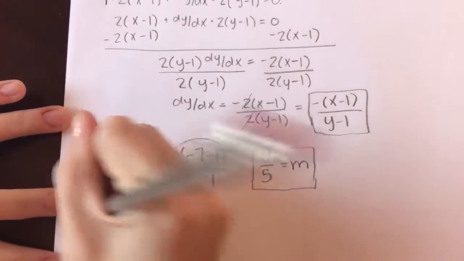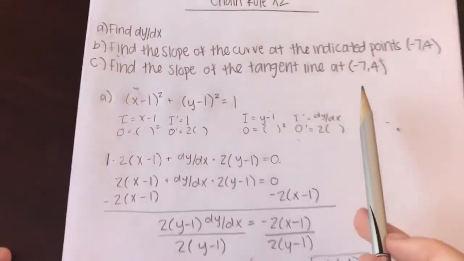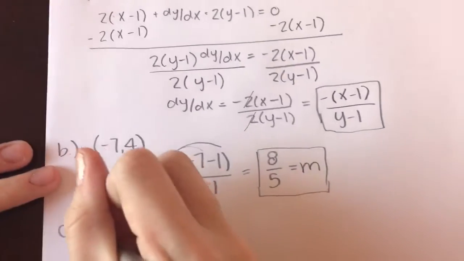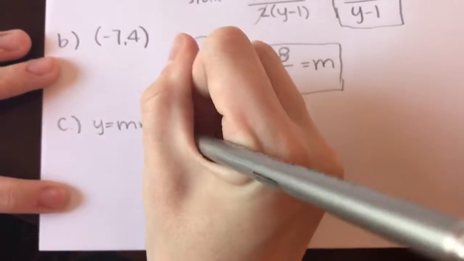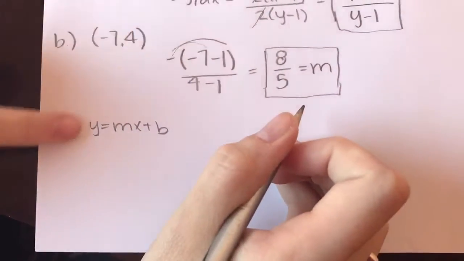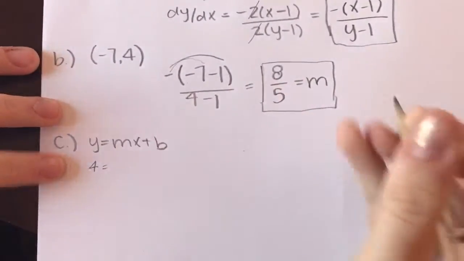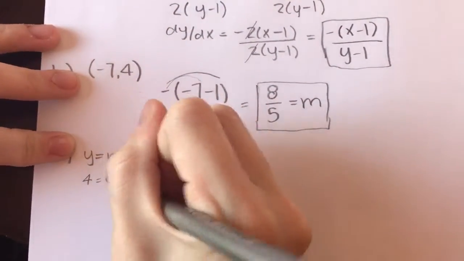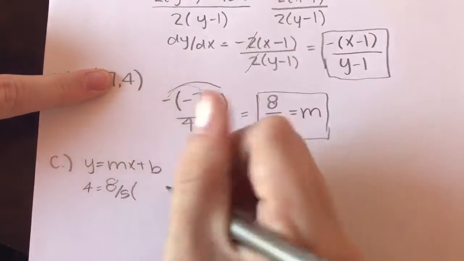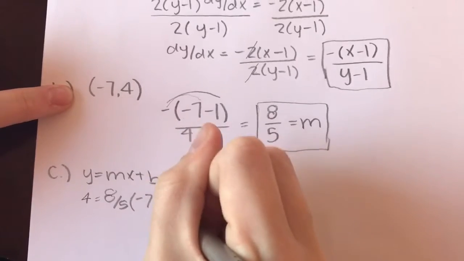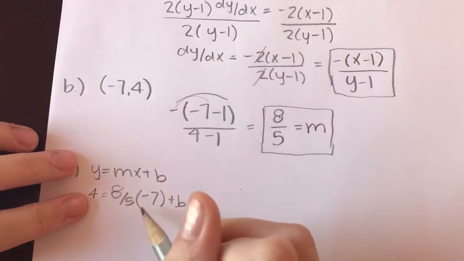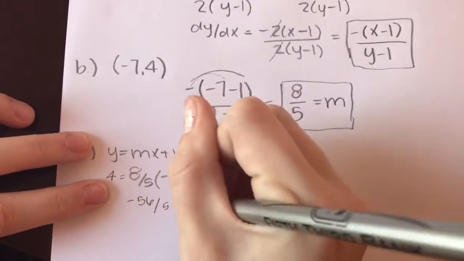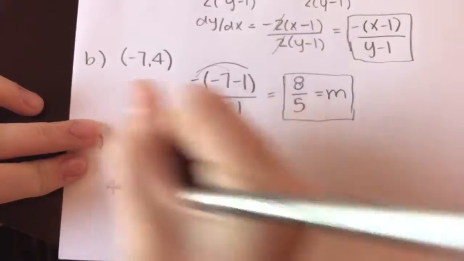And for C, we have to find the slope of the tangent line at (-7, 4). So the same as last time. So we have to use the equation y = mx + b. So our y is 4, and our slope is 8 over 5, and our x value is -7, plus b. So 8 over 5 times -7 is -56 over 5 plus b, which all equals 4.